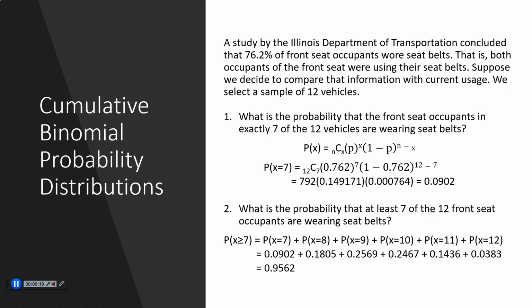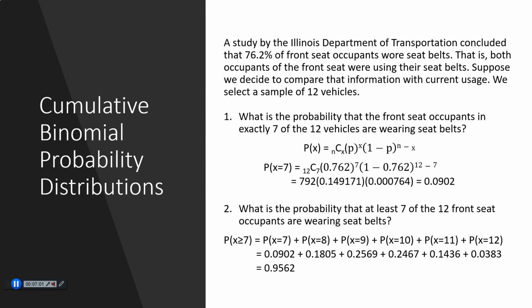Now we also have cumulative binomial probabilities. So here we're looking at the Illinois Department of Transportation. They conclude that 76.2% of front seat occupants wore seatbelts. So that is both occupants in the front seat were using their seatbelts. So suppose we decide to compare that information with current usage, and we select a sample of 12 vehicles. So here, using the combination formula times the probability of success raised to the number of successes times the probability of failure raised to the number of failures, we end up with a value of about 9%.